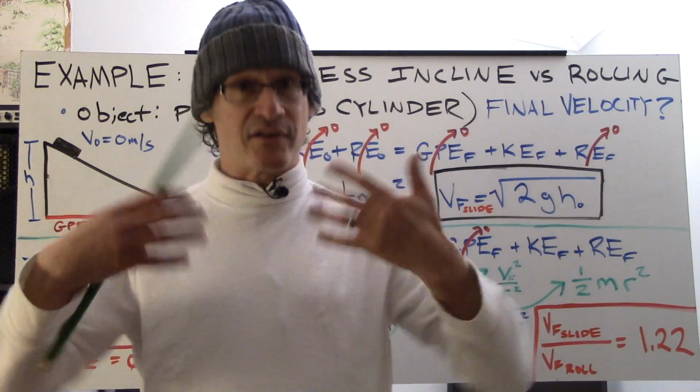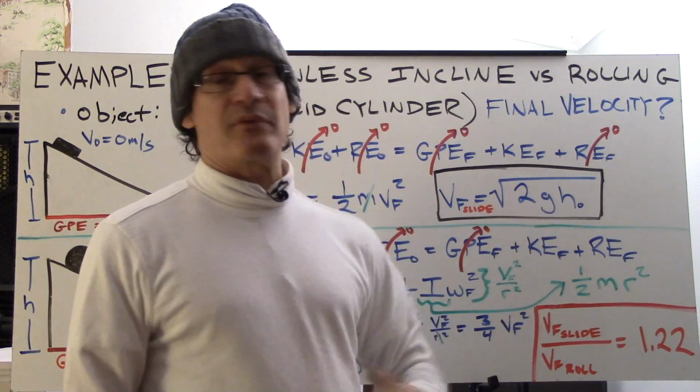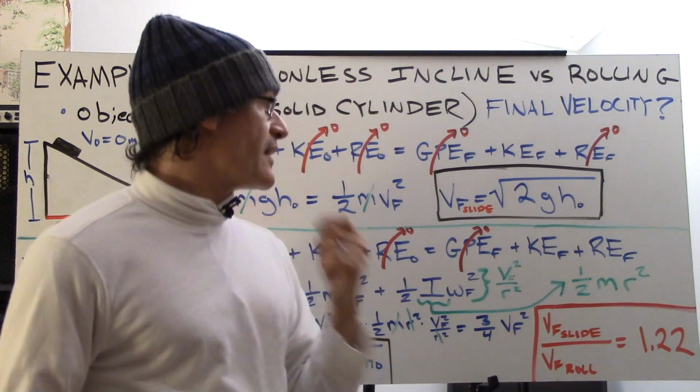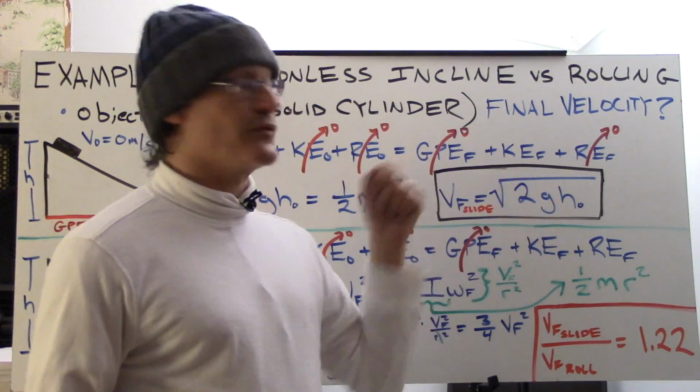In our case, the acceleration due to gravity on the surface of the Earth is 9.8 meters per second squared. That would change if you did this on the moon or Jupiter, but we have the height here, and that's in meters, okay? So v final of the slide is the square root of 2gh.